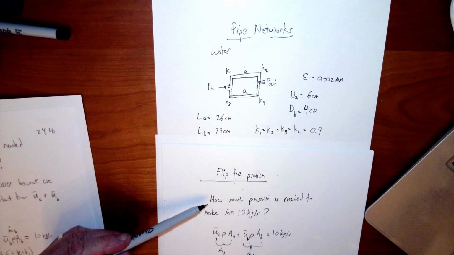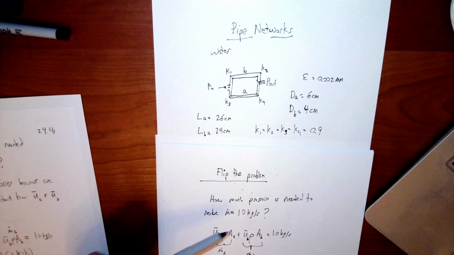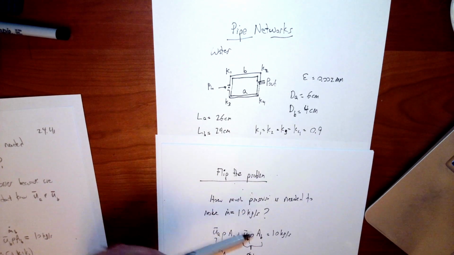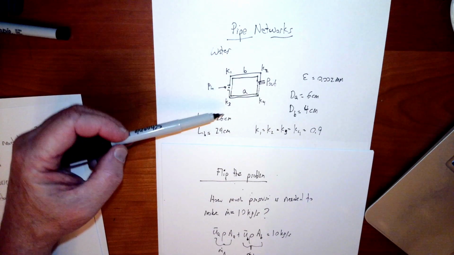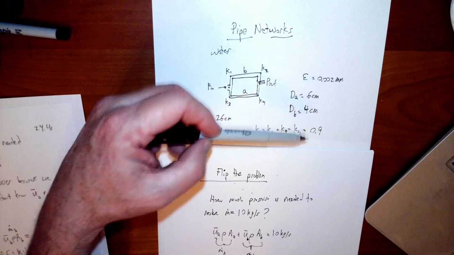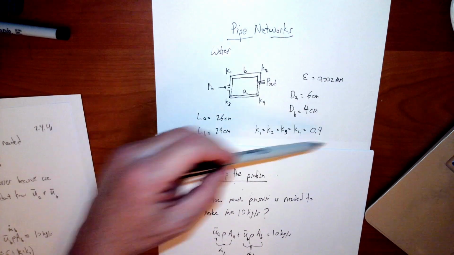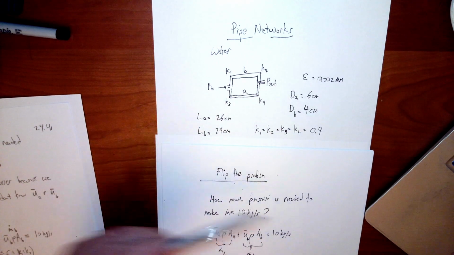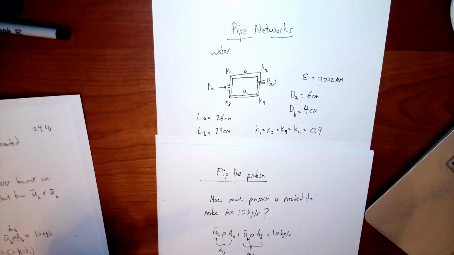So the question now is, how much pressure is needed to make an m dot of 10 kilograms per second with this same pipe network? So we have the same A and B, same length, same diameter, same roughness, same loss coefficients here. So we want to see how we would solve this problem.